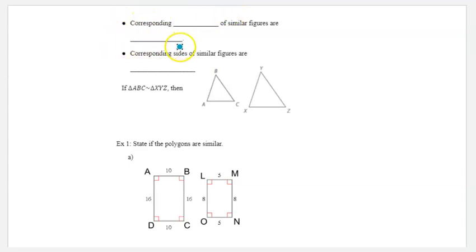characteristic or criteria for similar figures, and this is corresponding angles of similar figures are congruent. So for two figures to truly be similar, the angles which correspond should be congruent or equal measures. Remind ourselves what congruent means for angles. They're going to have the same measure.